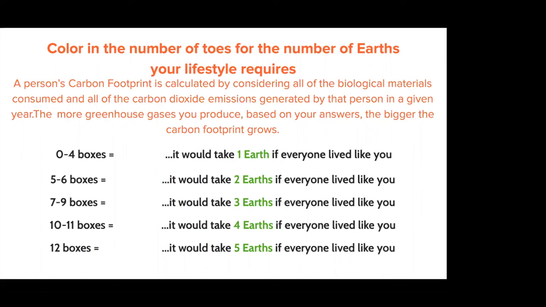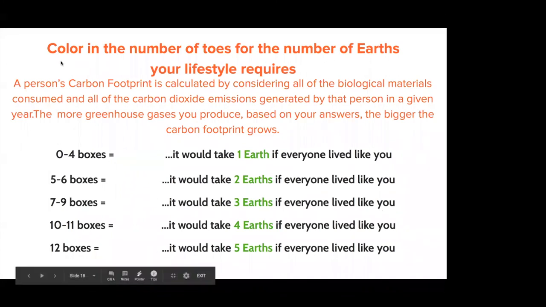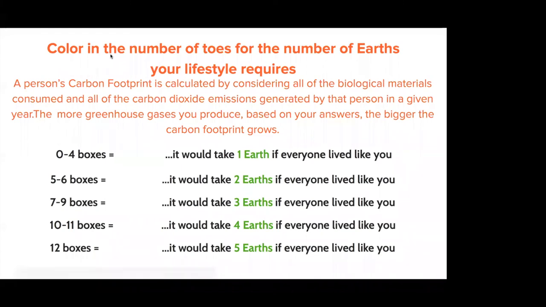When you're adding your numbers, be sure you're adding your halves and your wholes correctly so you know exactly where you fall. If you drew some toes on your footprint, you can color in the number of toes for the number of Earths right here that your lifestyle requires. And this will ultimately be your individual carbon footprint. 3 Earths or 4 Earths. Maybe you did great and you're between 0 and 4. It's pretty tricky to get there. I know I'm in this range and I'm trying to do better. Maybe you're down here. That's okay too.